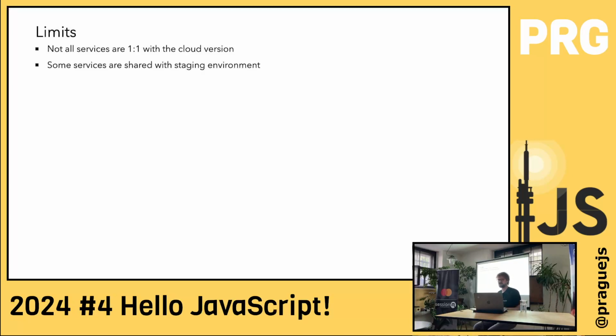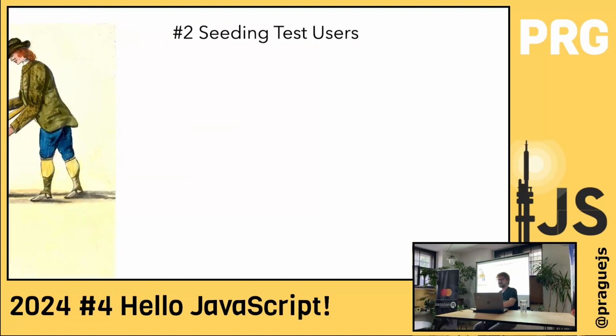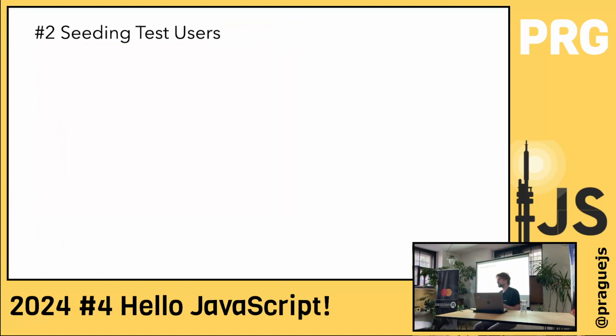And then there are some services that we share with the staging environment. Those are mostly analytics tracking and stuff like that. Maybe even payment gateways because they have sandbox accounts. And yeah, so that was the first part, and I'm going to the second life hack, which is seeding test users.